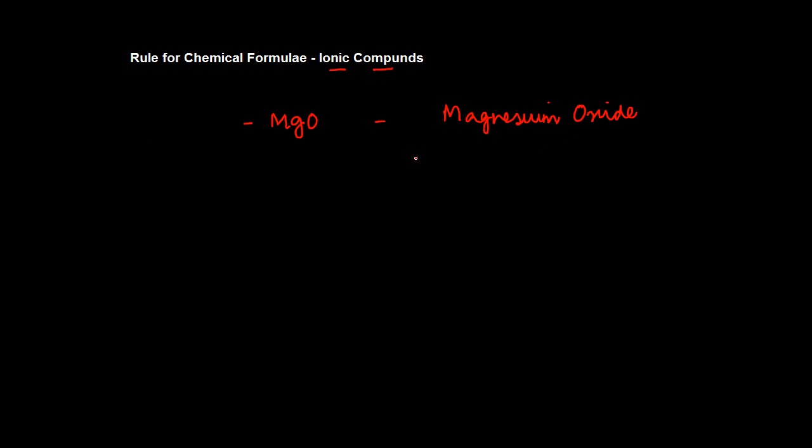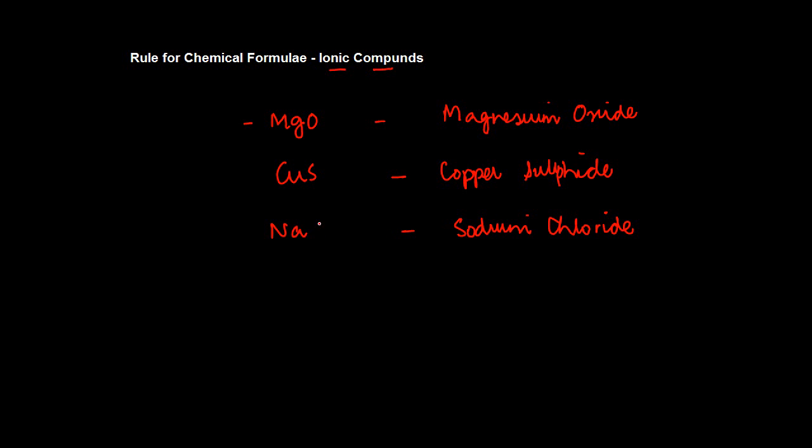Then you have copper sulfide, which is written as CuS. And then maybe for a third example, let's take sodium chloride. Now, how do you write the formulas for this? I mean, you've seen three of them. Do you notice anything common?